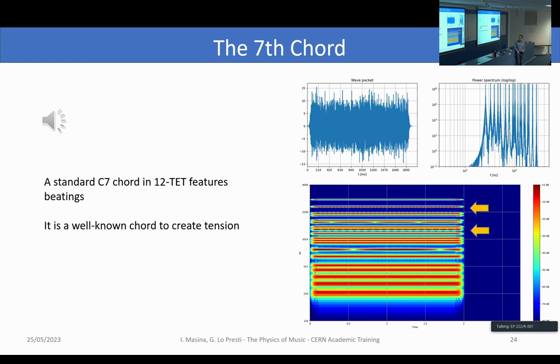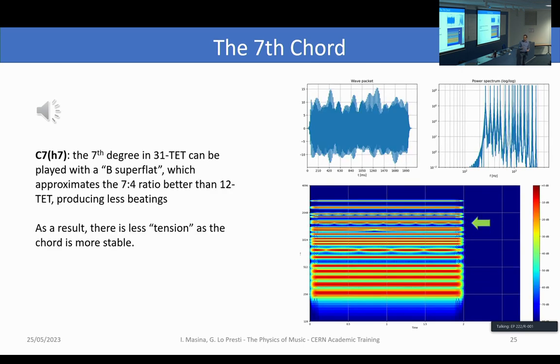And then, okay, just to use a little bit what happens with this seventh that I showed before. The seventh chord, anybody that plays music knows that this is a very standard chord to create tension, no? Because on 12 tone standard tuning, when you put the seventh, you get beatings, as we now know very well. But this is done on purpose because you are creating tension that has to be resolved.